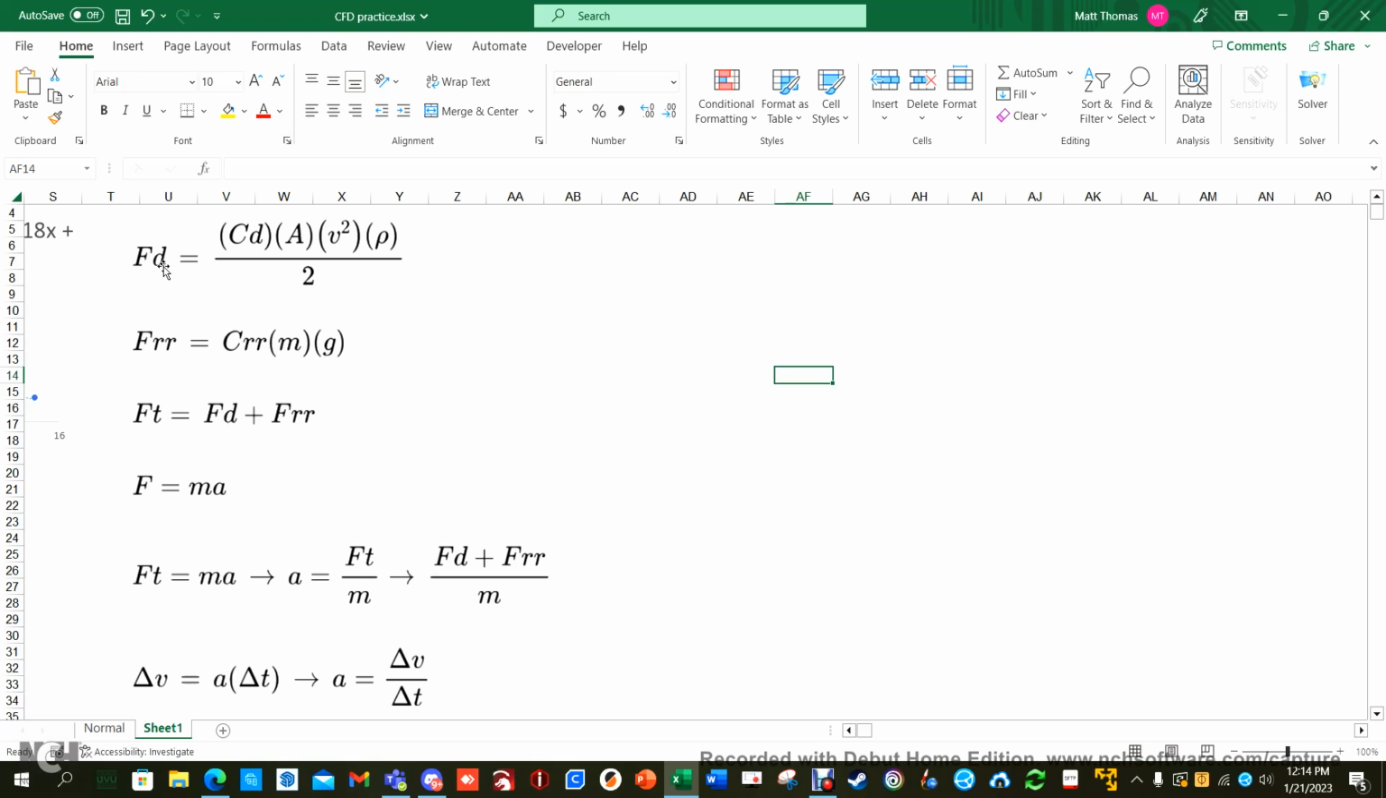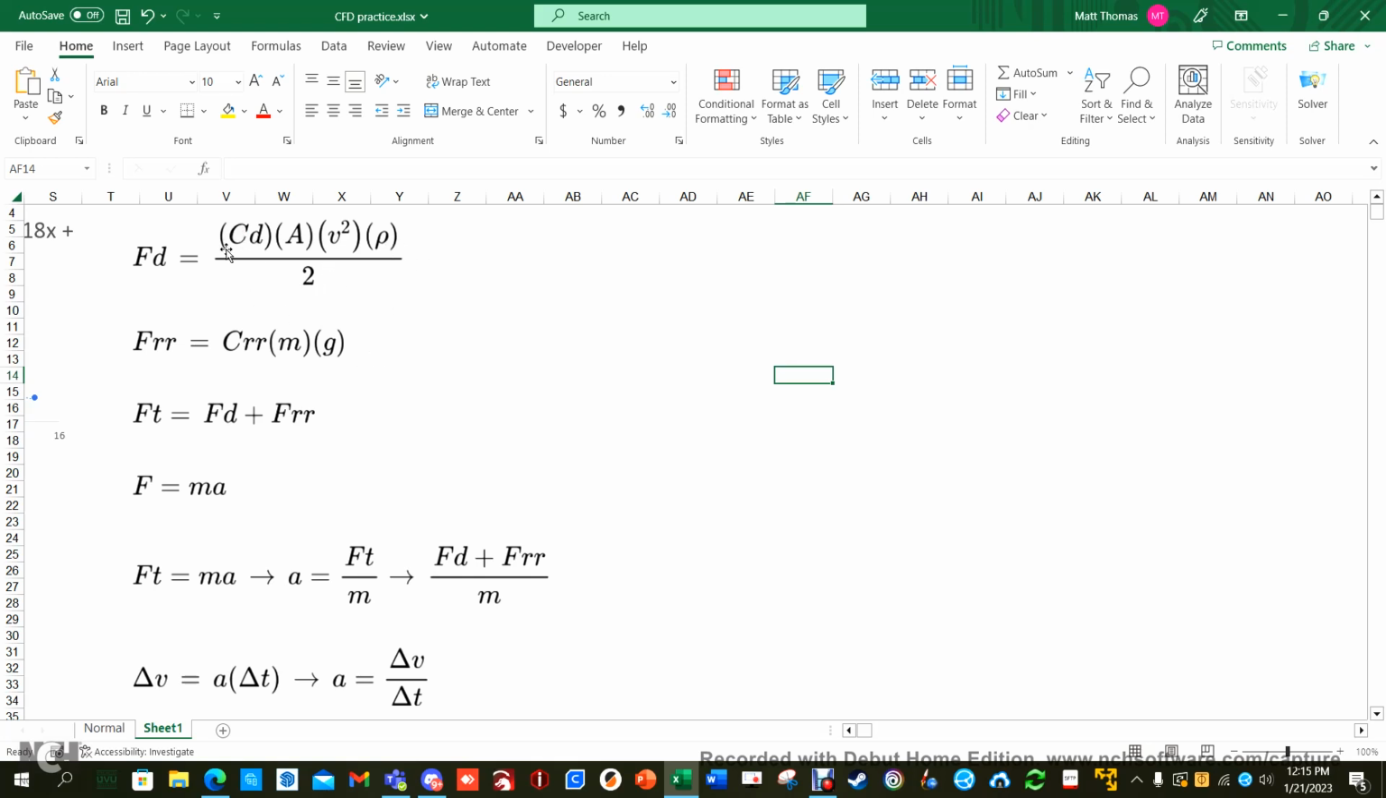Now you'll notice I have the equations up here. We'll discuss every equation just for review. Drag force is equal to the coefficient of drag times the cross-sectional area times the velocity squared of the fluid that it's passing through. In our case today it will be air, passing over the object, I should say, times its density, and that's all divided by 2.